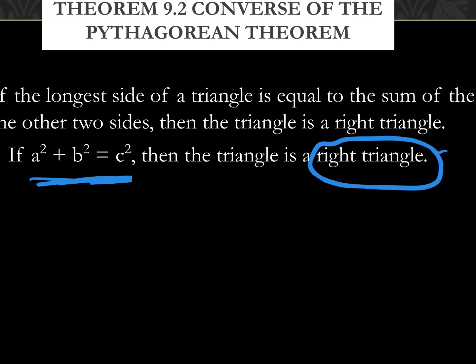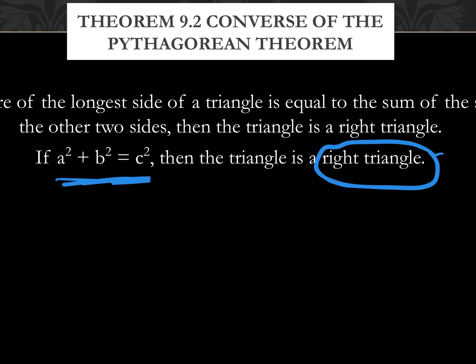So, triangle, there we go. So guys, the big thing here though is that C has to be what side of the triangle? The biggest side, okay? Now, if you square that side and it's equal to the other two sides squared and added together, it is a right triangle, okay? This is the converse of the Pythagorean theorem.